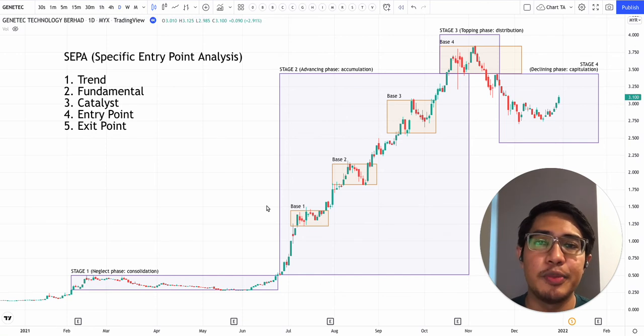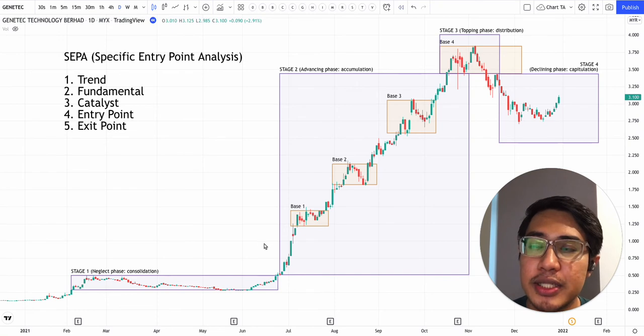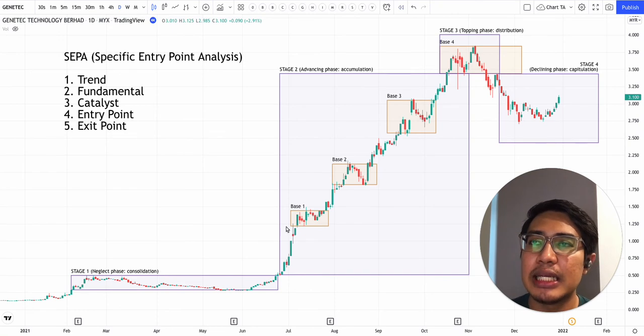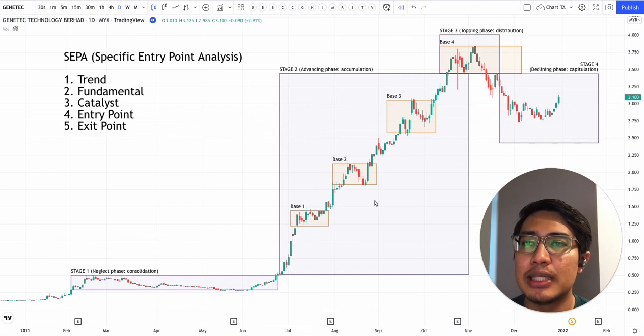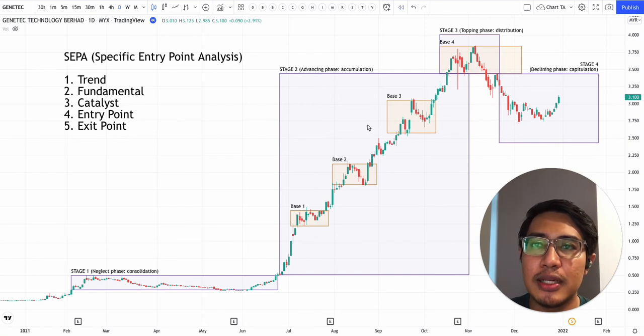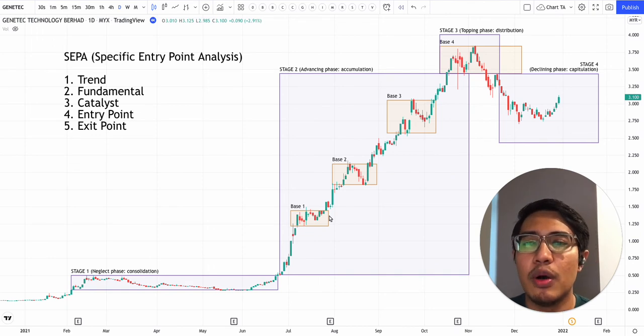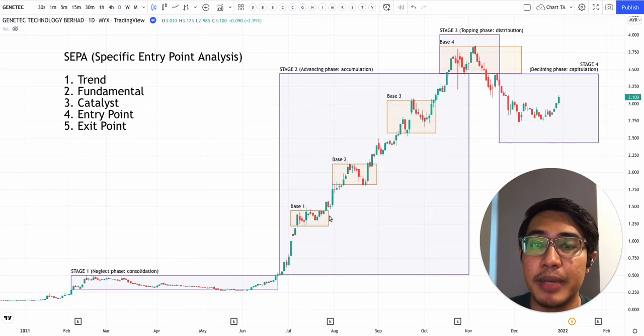Number four is entry point. All right. So entry point, like I have mentioned, basically Mark Minervini wants to look at stage two counters, right? So this is a stage two counter. So let's ignore stage three and stage four. So how he identifies an entry is basically by looking at the VCP pattern, right? So this is one of his techniques. He looks at the VCP pattern, which is volatility contraction pattern.